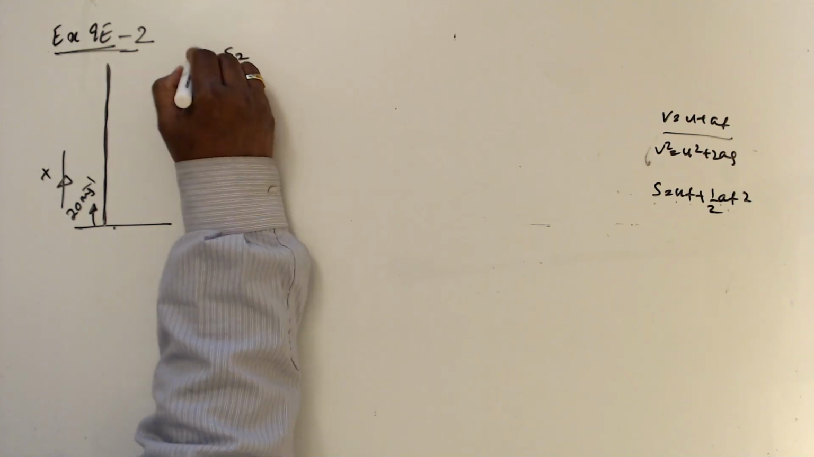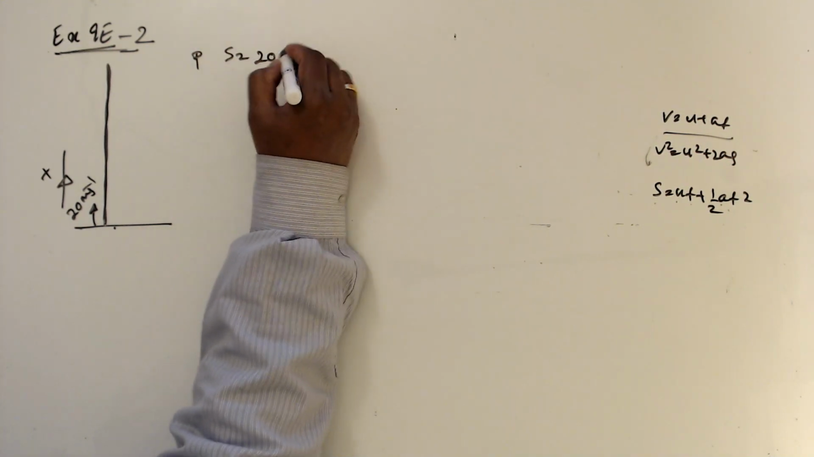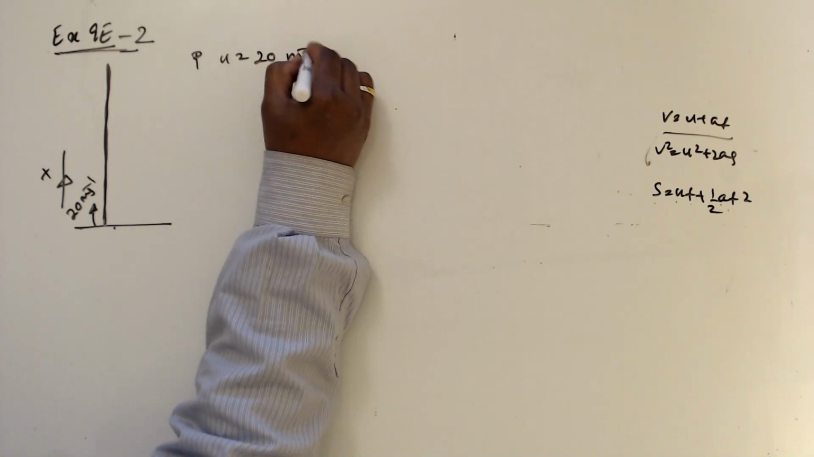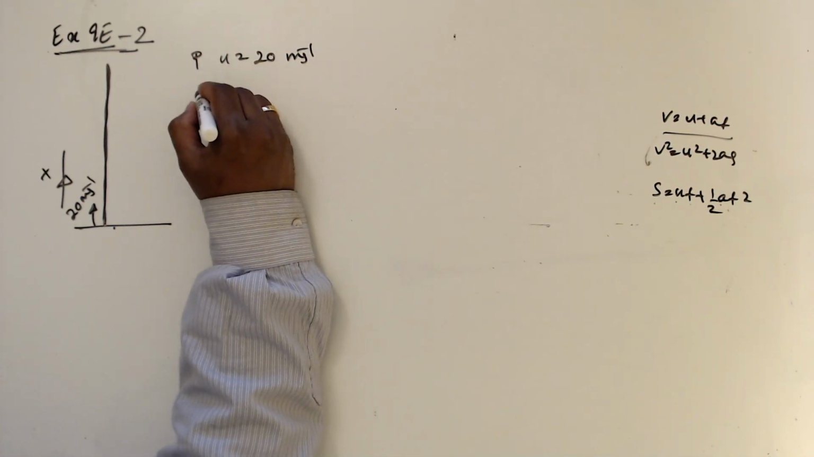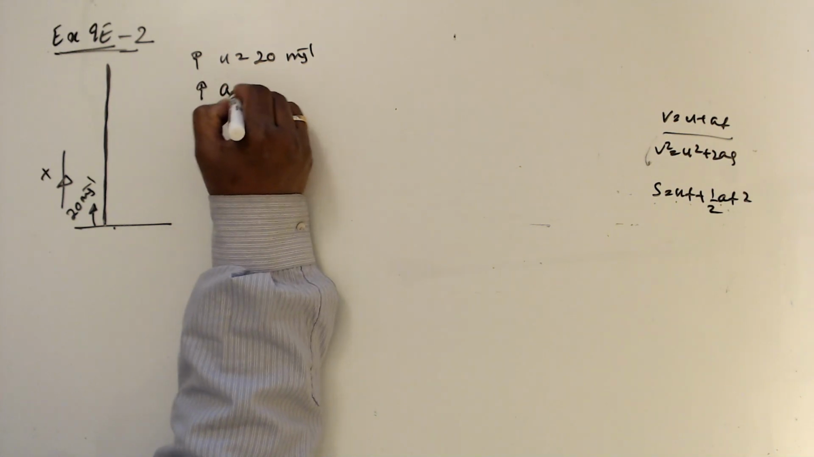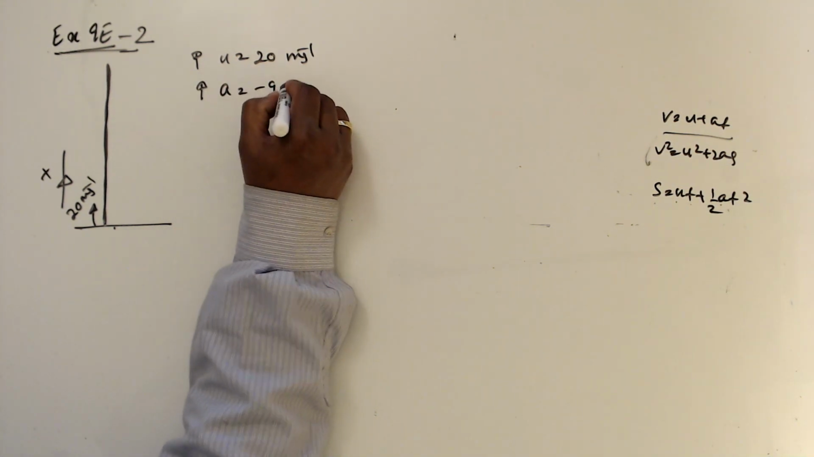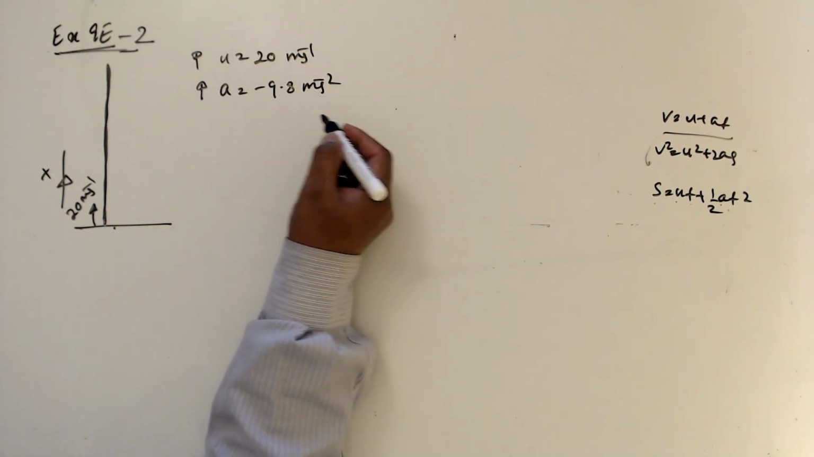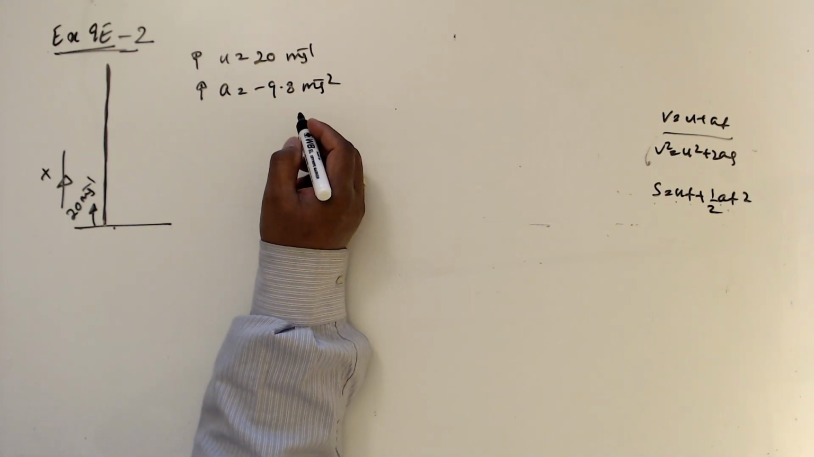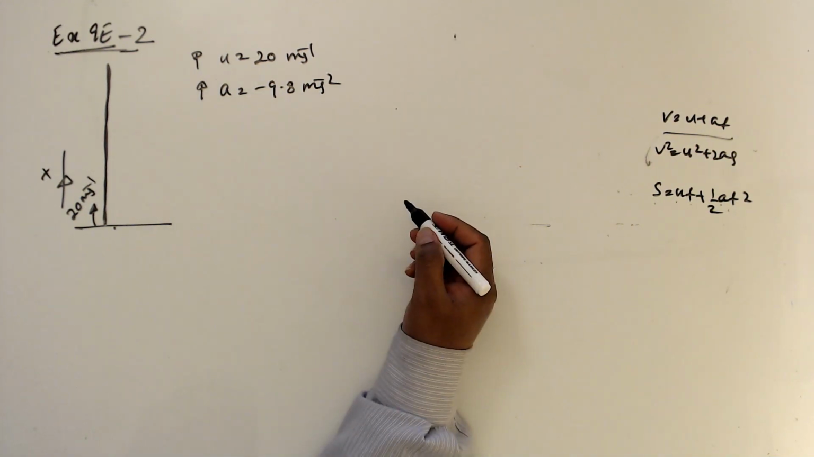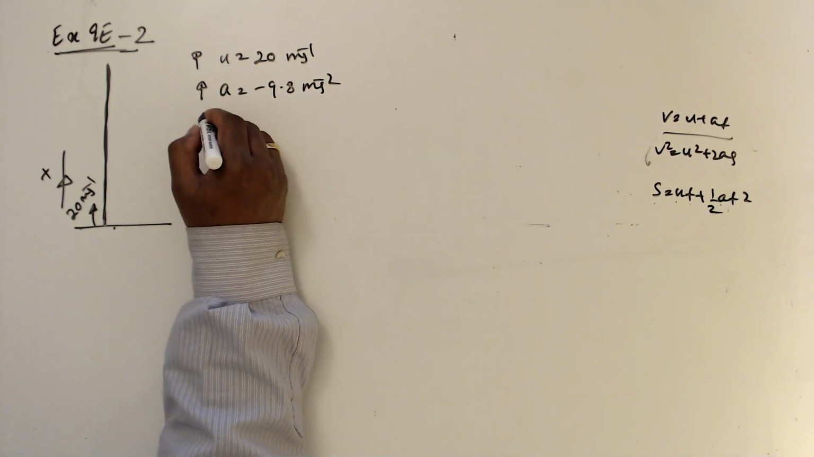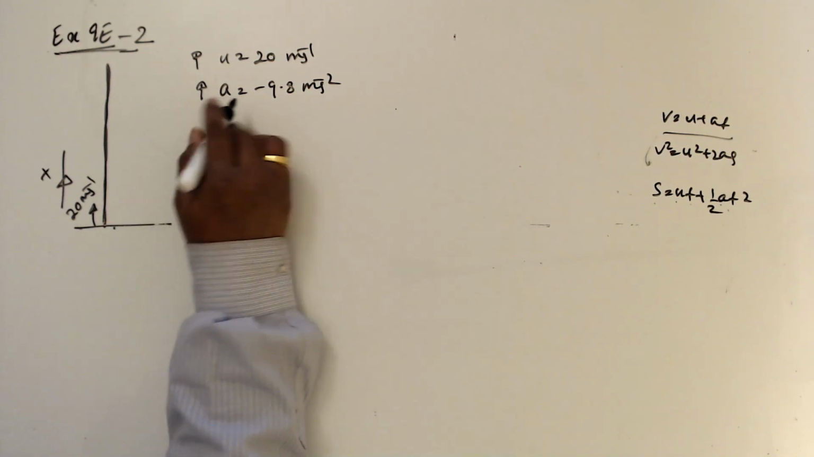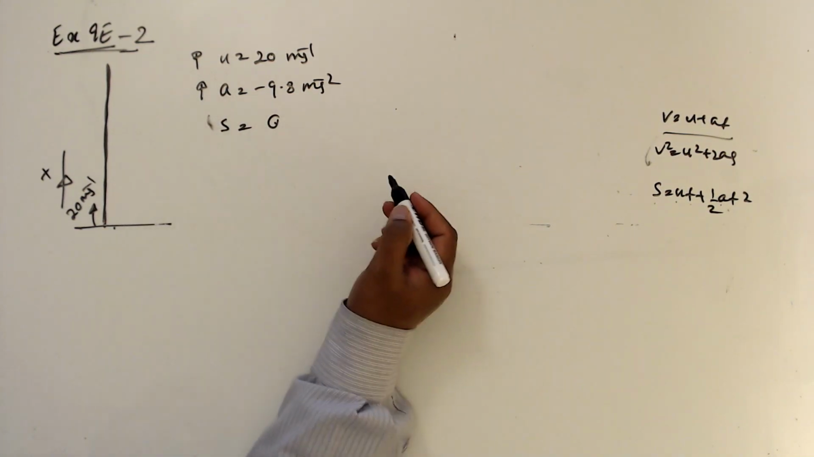So u, not s, u equals 20 m s^-1 in this direction, a is minus 9.8 m s^-2, and you need to find the time for the whole journey, the displacement. So s is 0.